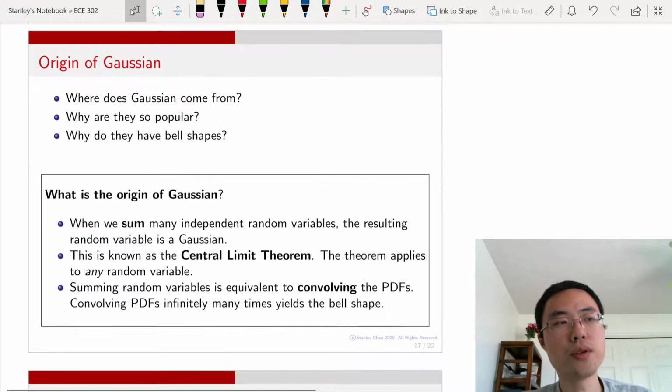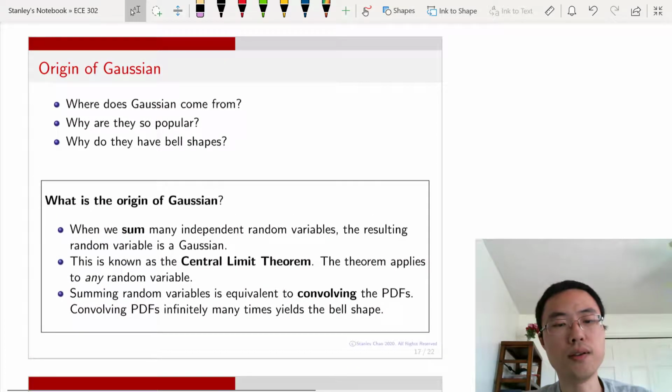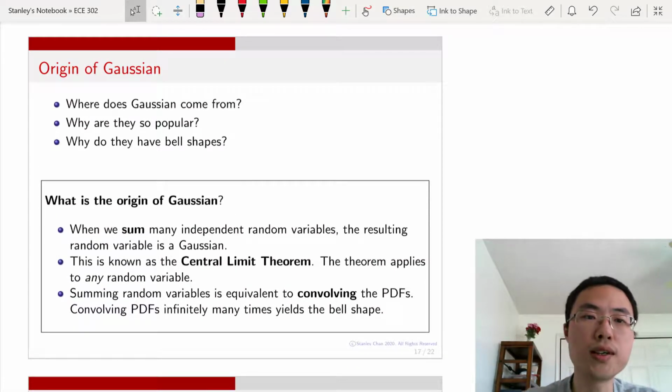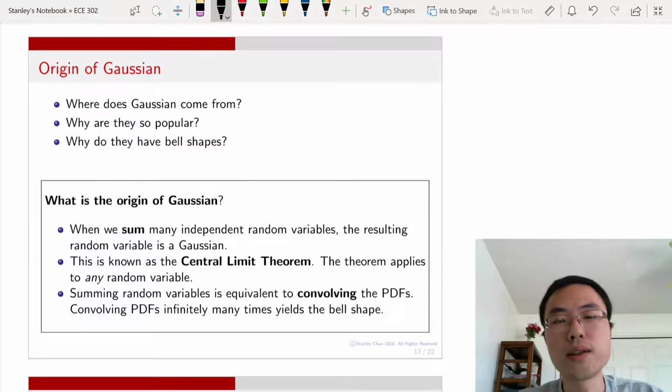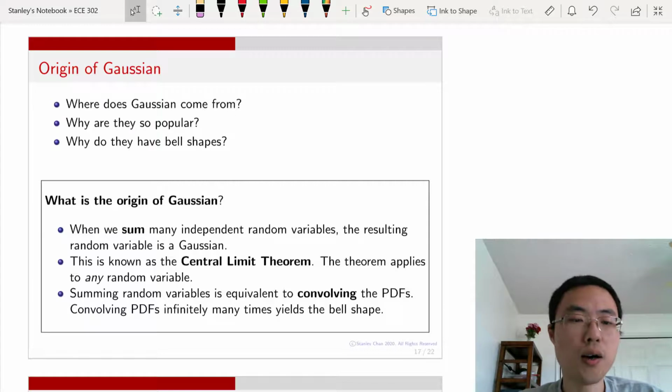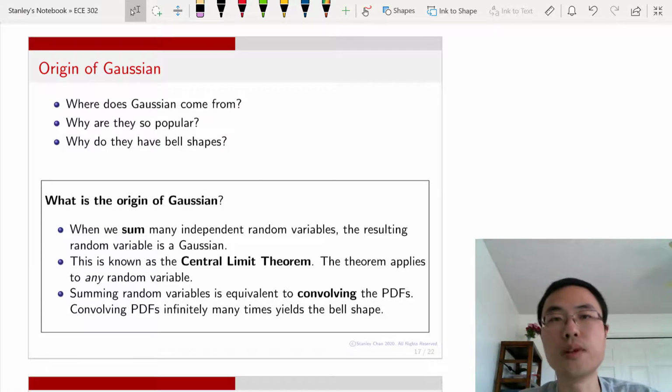Okay, so now we go on to the most interesting question for today's lecture, which is where does this Gaussian bell-shaped function come from? Why are they so popular? Why do they have this bell shape? We want to answer these questions, which are typically not answered in the textbooks. So what is the origin of Gaussian? The origin of the Gaussian has to do with something called the central limit theorem.